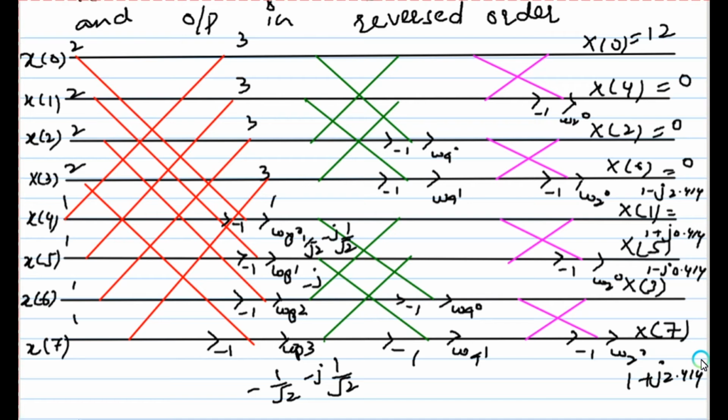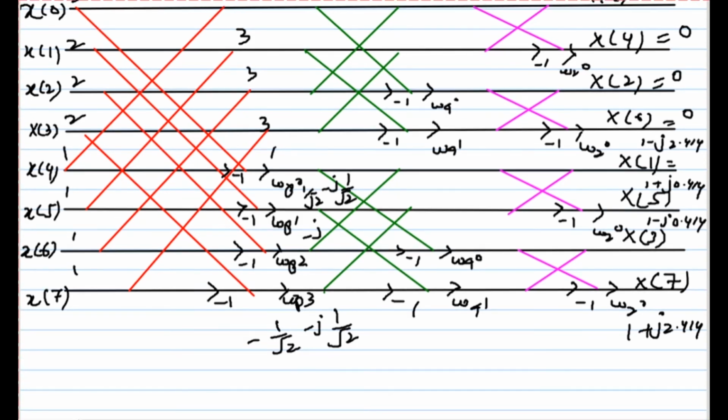Fine. So this is what I will be getting, x of k. What you guys will do at your homes is write x of k. X of 0 is 12, and then I get x of 1 as 1 minus j 2.414. X of 2 I got as 0.